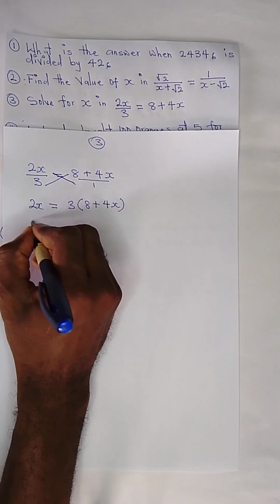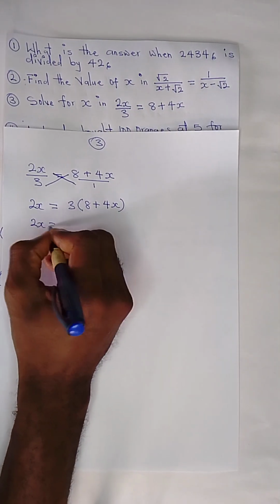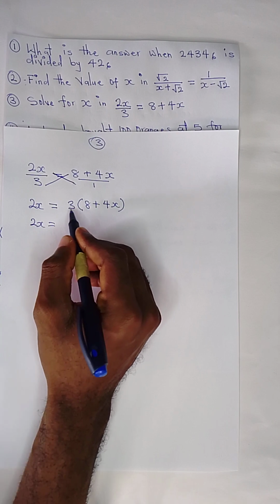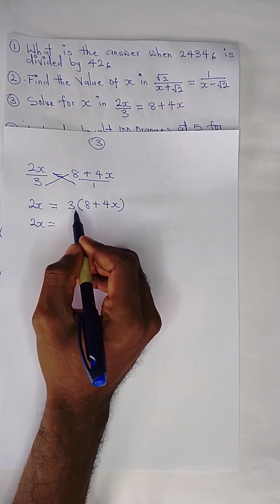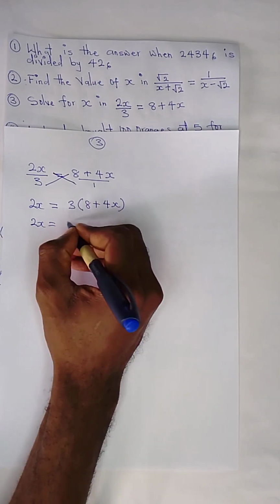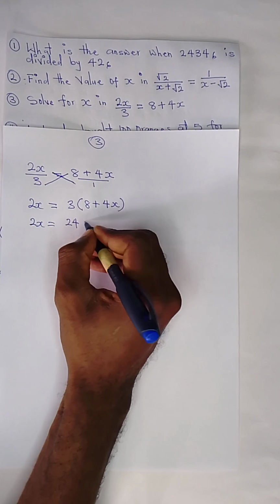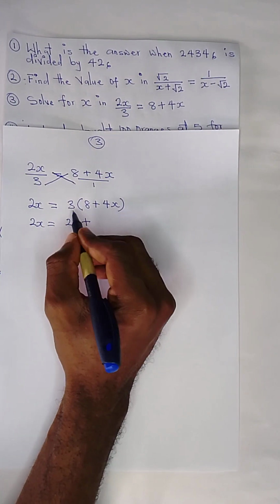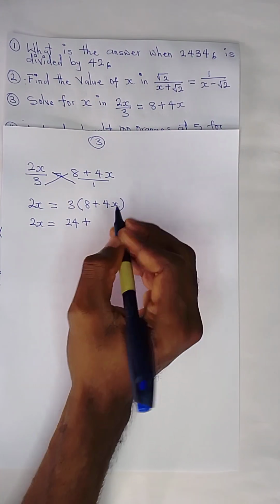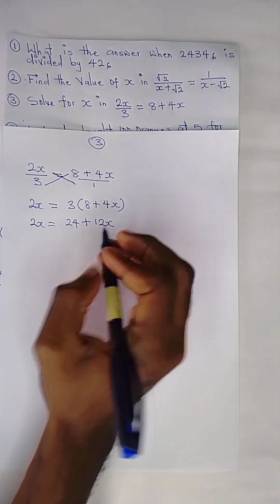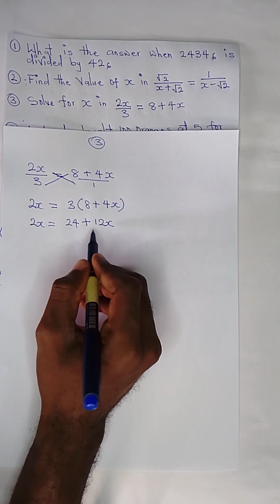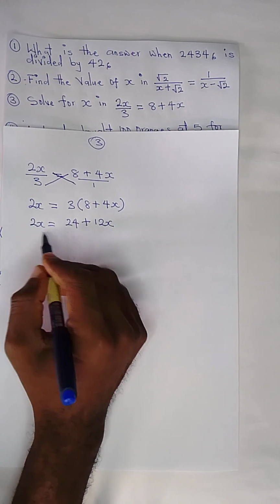So this is going to be 2x equal to, now I'm going to multiply my 3 by this 8. So 3 times 8, that will give us 24. Then plus 3 times this 4x. 3 times 4x will give us 12x. So at this point, I'm going to collect like terms.